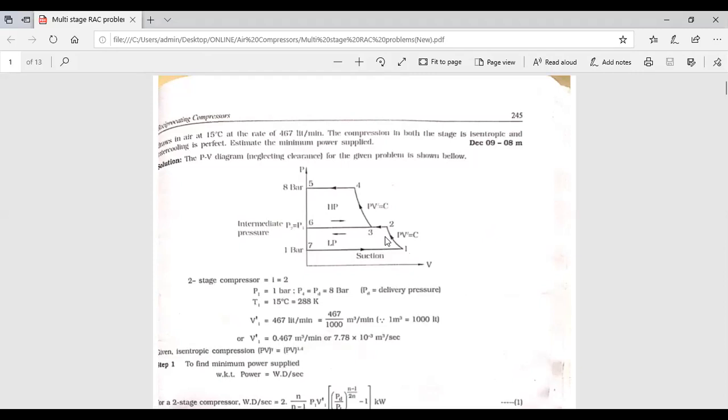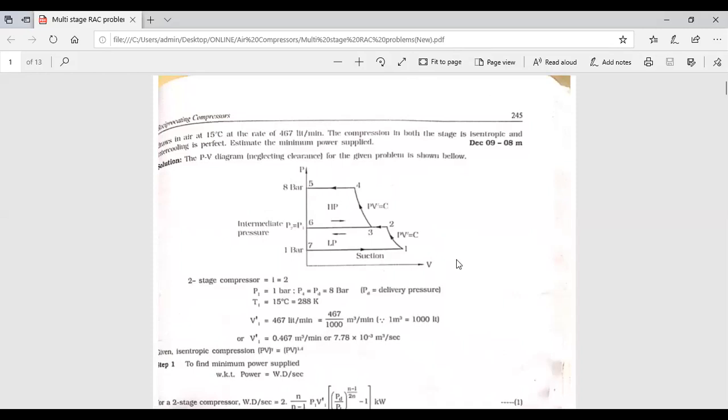As I said, in a two-stage reciprocating air compressor, we have an intercooler. So it cools and reduces the temperature. Next, 3 to 4 is the polytropic compression in the HP cylinder. Next, 4 to 5 is the final delivery pressure. So you remember these points. This diagram gives the PV diagram of a two-stage air compressor without clearance volume. You remember there is no clearance volume at all.